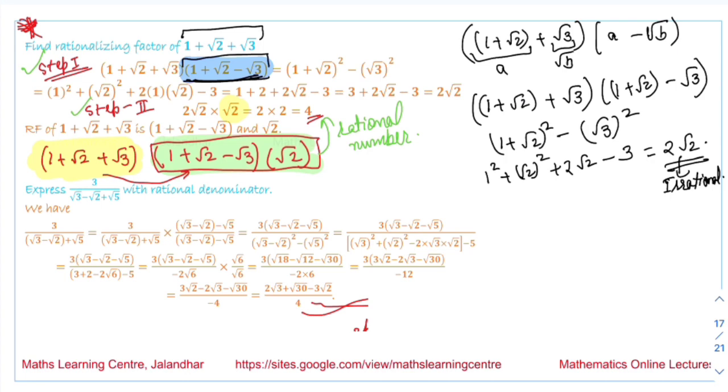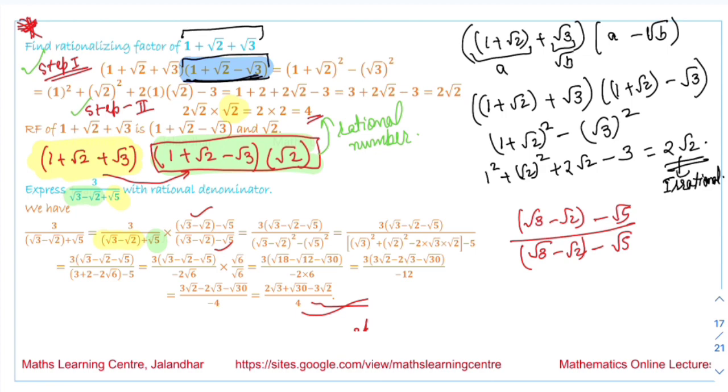Similarly, the next question is 3 over square root 3 minus square root 2 plus square root 5. Again we put brackets over here. How we are putting the brackets: this term we consider separately and the second term we consider separately. So the rationalizing factor we are writing is in this form: square root 3 minus square root 2 minus square root 5 over square root 3 minus square root 2 minus square root 5.